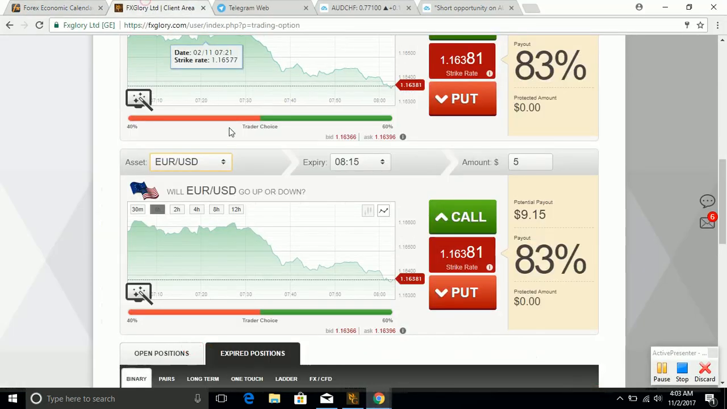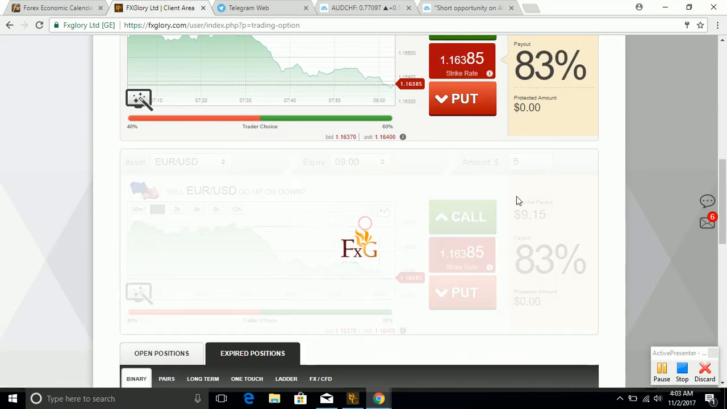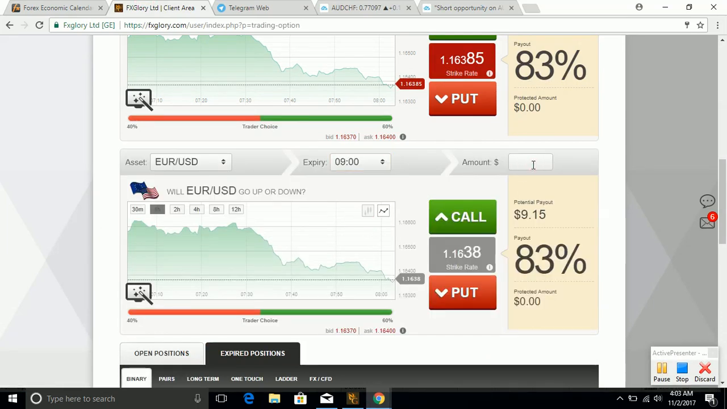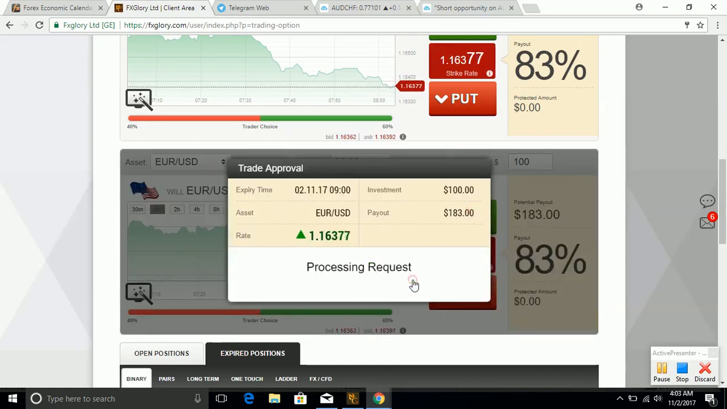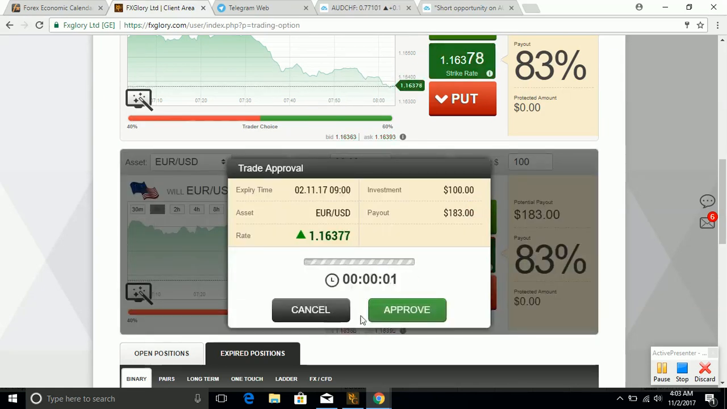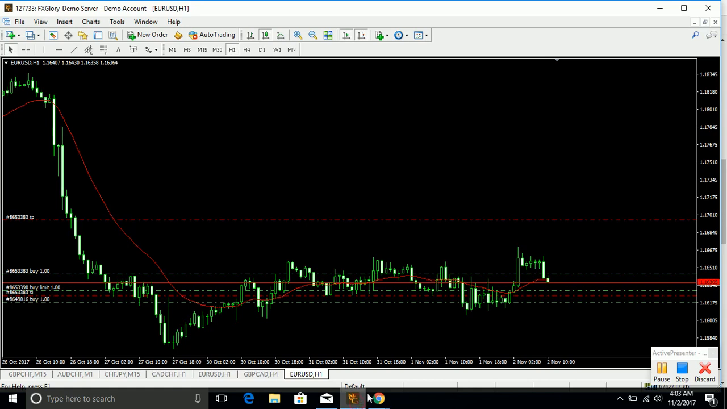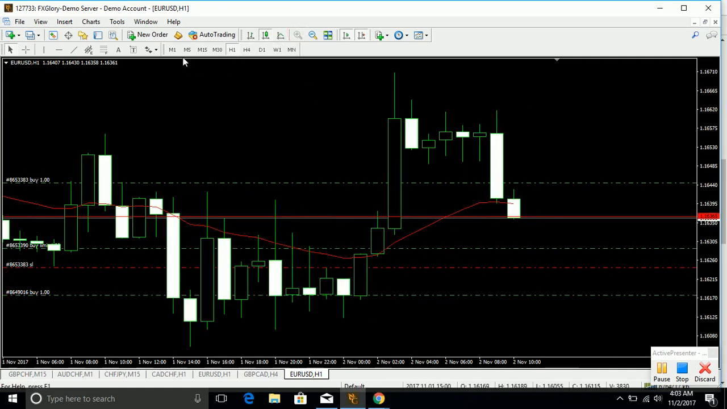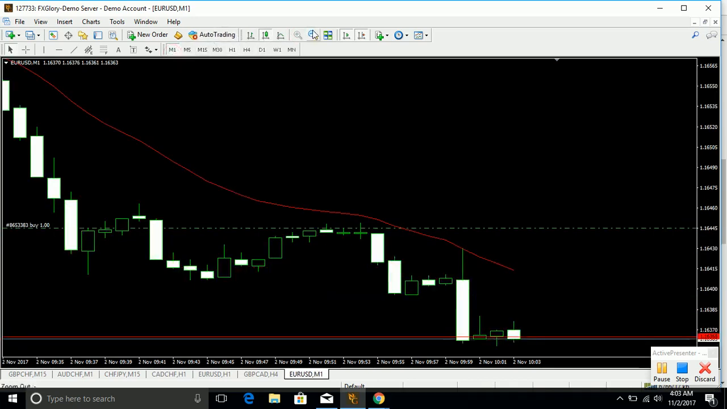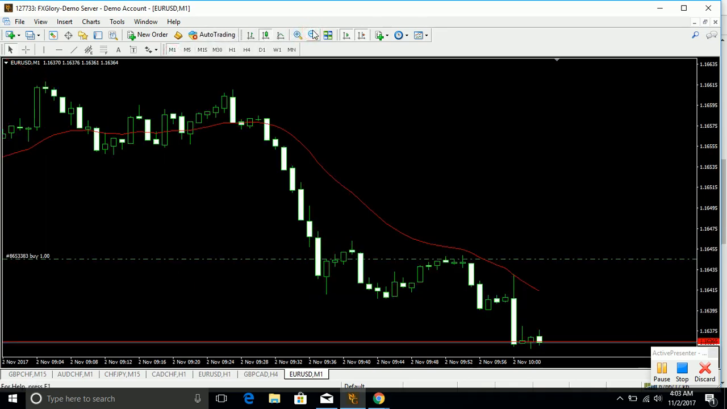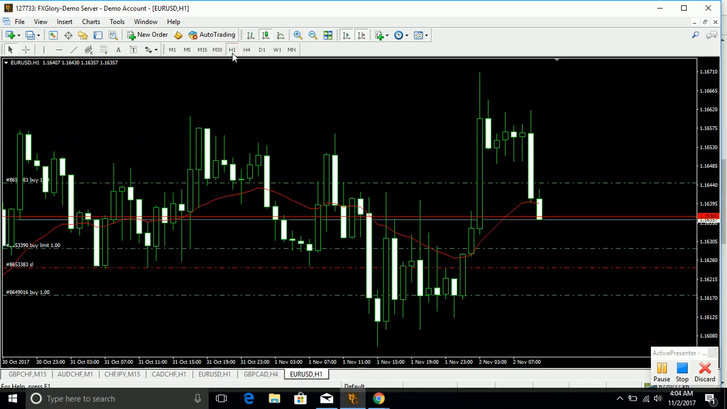So what I'm going to do here on the Euro USD is take a trade for the 9 o'clock expiry, and I'm going to do another $100. That's for the expiry of this hour, which is this particular candle.